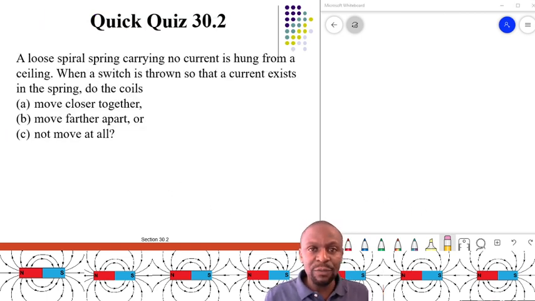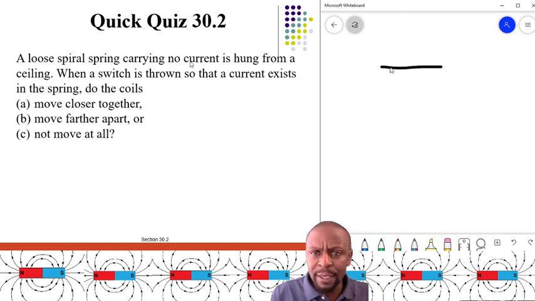Now let us also do a quick quiz. A loose spiral spring carrying no current is hanging from a ceiling. When a switch is thrown so that current exists in the spring, do the coils move closer together, move further apart, or not move at all? Now let us sketch this so that we can understand what is happening.